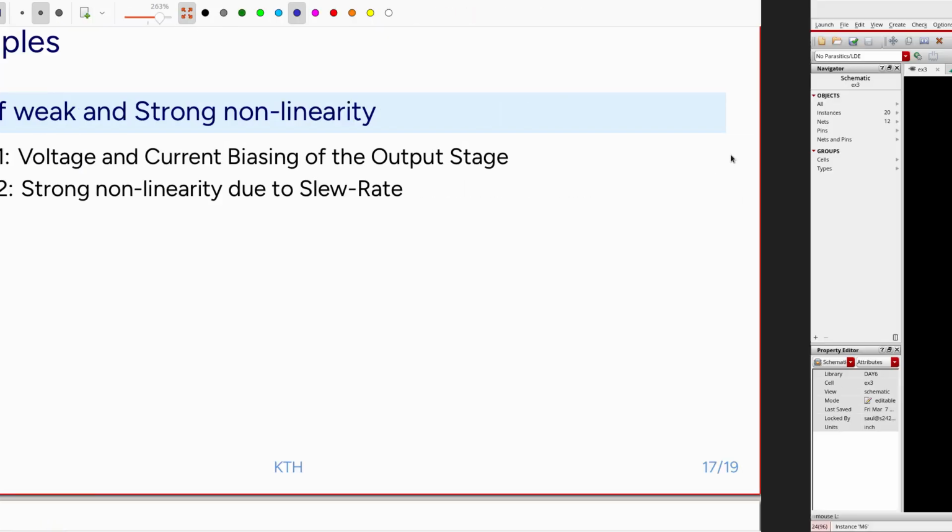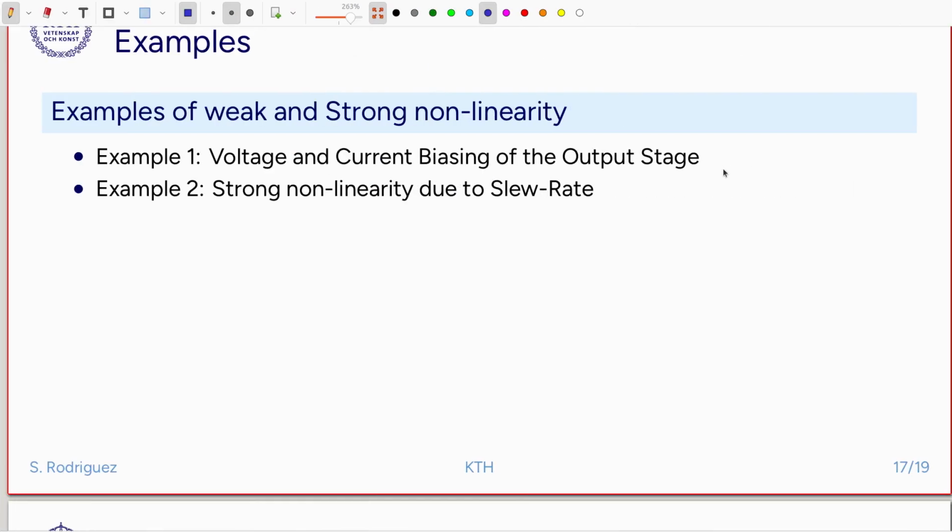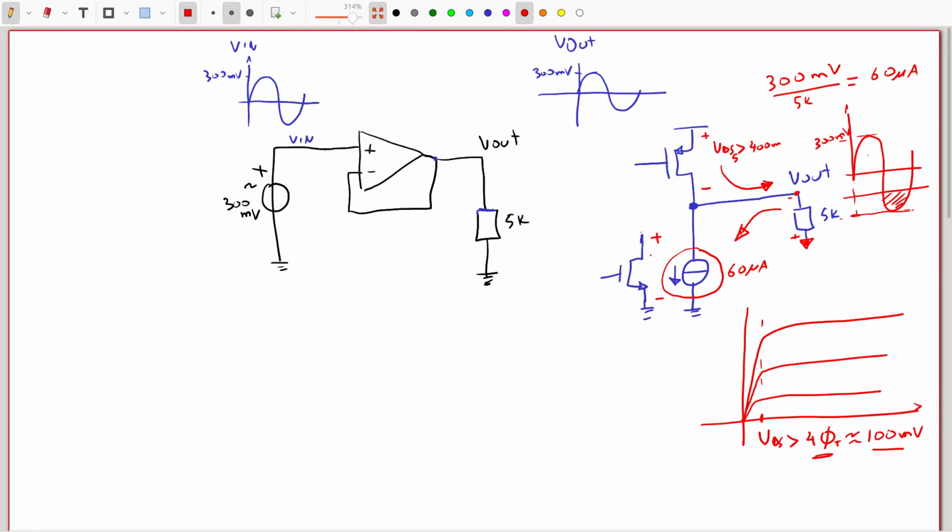Which number of transistor was it? It was 5. This VDS5 has to be larger than 400 millivolts, and the one under it is 6. This one has to be, 6 has to be larger also than 400 millivolts. So these are the two important conditions that this design has to fulfill.